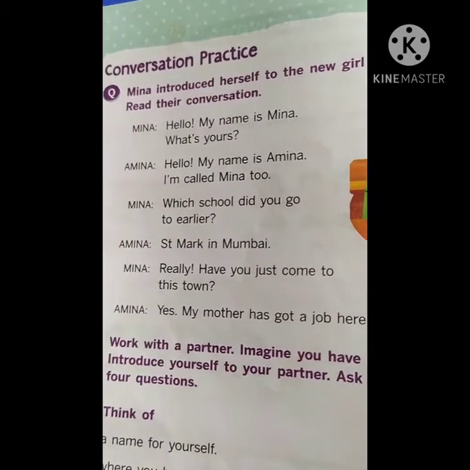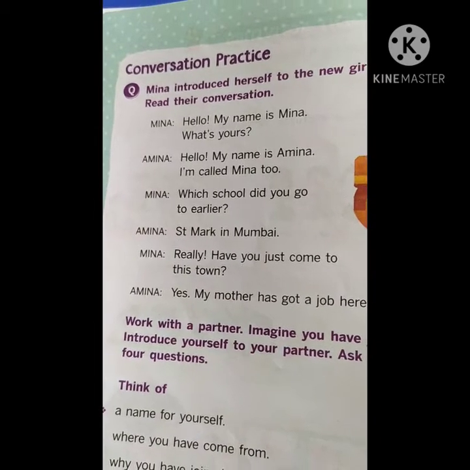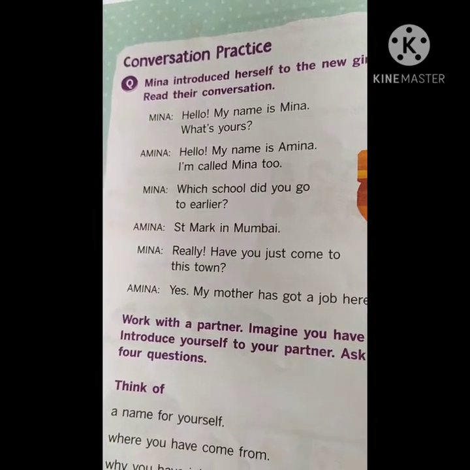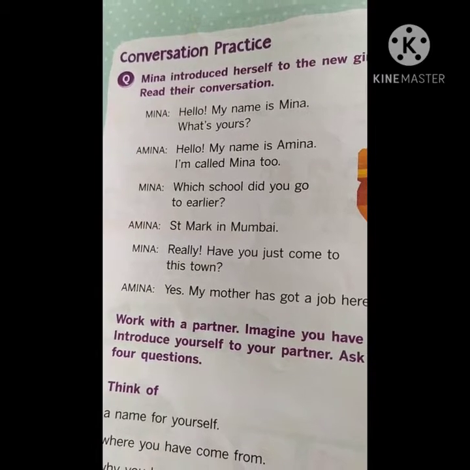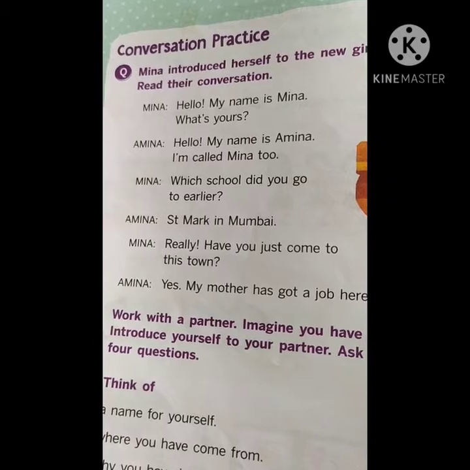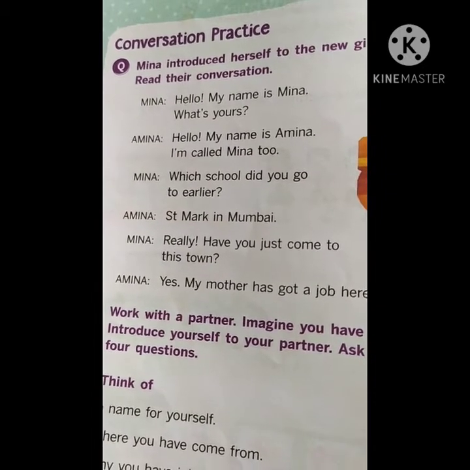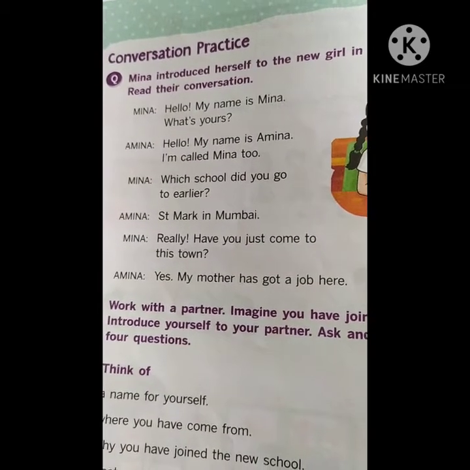Meena: Hello, my name is Meena. What's yours? Amina: Hello, my name is Amina. Meena: I'm called Meena too. Which school did you go to earlier? Amina: St. Mark's in Mumbai. Meena: Really? Have you just come to this town? Amina: Yes, my mother has got a job here.